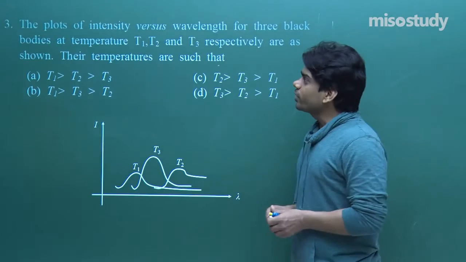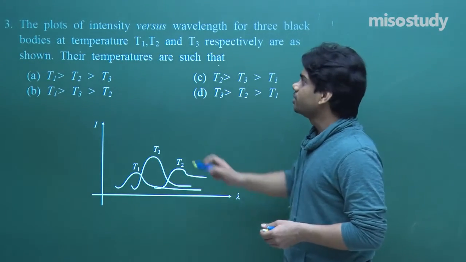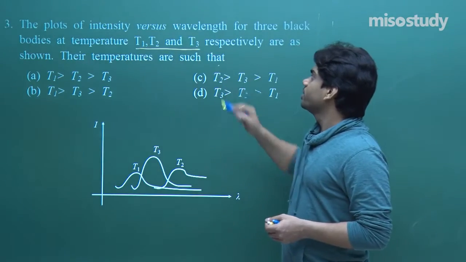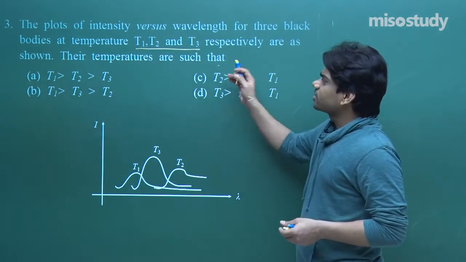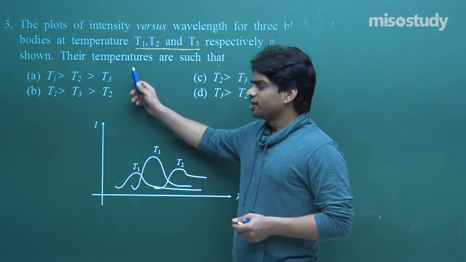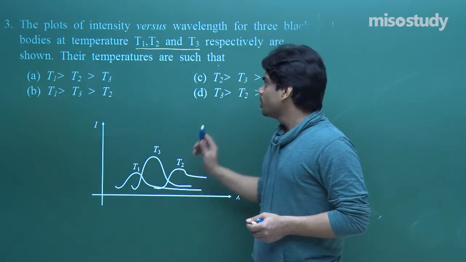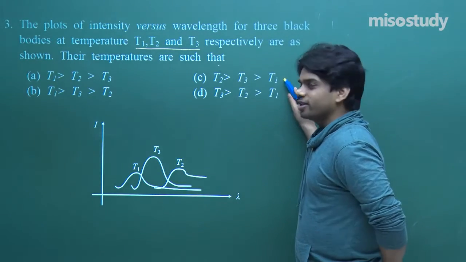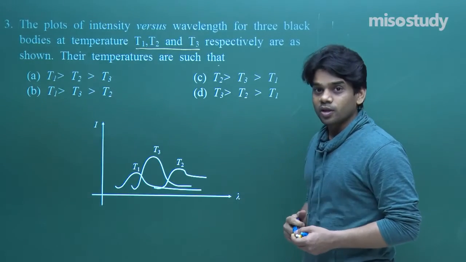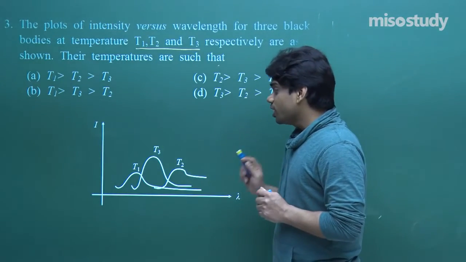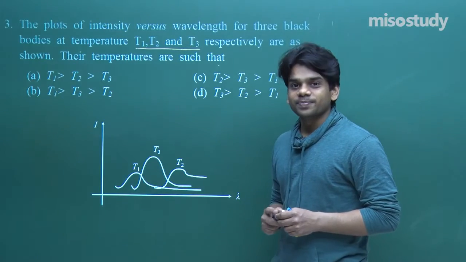The plots of intensity versus wavelength for 3 black bodies at temperatures T1, T2 and T3 respectively are as shown. The temperatures are such that A, T1 greater than T2 greater than T3, B, T1 greater than T3 greater than T2, C, T2 greater than T3 greater than T1, and D, T3 greater than T2 greater than T1. Now here in this case, you need to see again, this is a curve between lambda and intensity I.